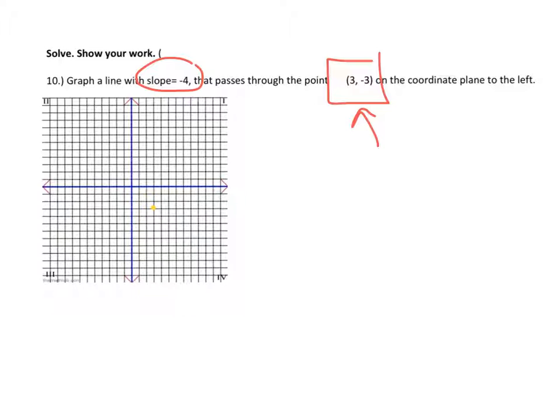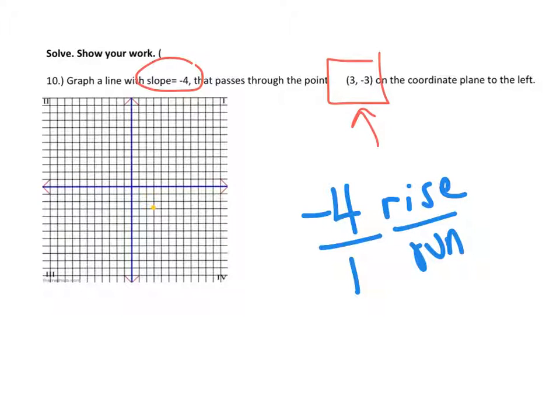Now from that point, my slope is -4. I need rise over run, so I'm allowed to put a 1 underneath it. So from that point, I'm going to drop 4 and run 1. And then I would do that again. Drop 4, run 1. I could also reverse the order and rise 4 and go back 1, and then connect them with a line. So my line should look something like this. It goes through this point of 3, -3, and has a slope of -4 over 1.